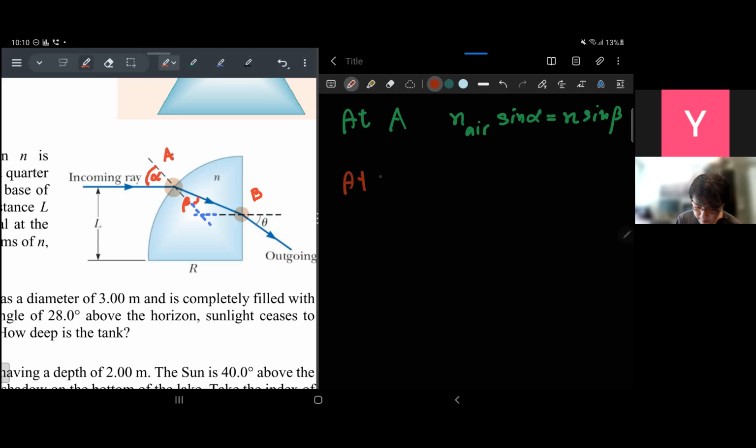Okay, at B. All right, so what you can call this is gamma, and on the way out is already theta. So at B, you're gonna have N of the glass, and sine of the incoming is gamma, and on the way out it's going to be N of the air, and then sine alpha. Here we go. All right, so the rest is just trying to eliminate everything, pretty much. Just get rid of everything. We don't like alpha, we don't like beta, we don't like gamma. We just want to make theta in terms of N, R, and L. So that's all you need to eliminate them.